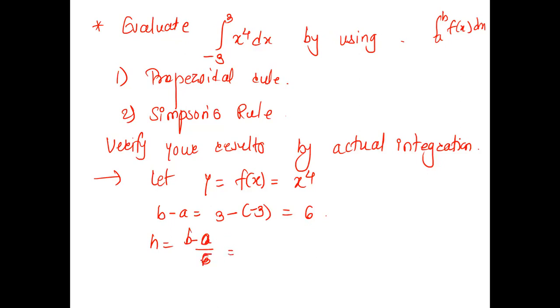This is your choice in how many parts you have to divide. So yes, we are dividing it into 6 parts. Because we are getting the value of h as 1. So 6 by 6, that is 1. So h is here 1. And you can divide it into 12 parts also if you want. If you divide it into 12 parts, you will get 0.5. But okay, we can divide into 6 parts only.